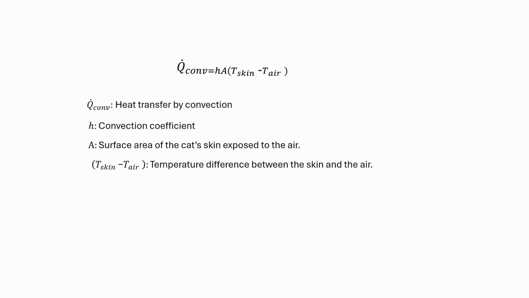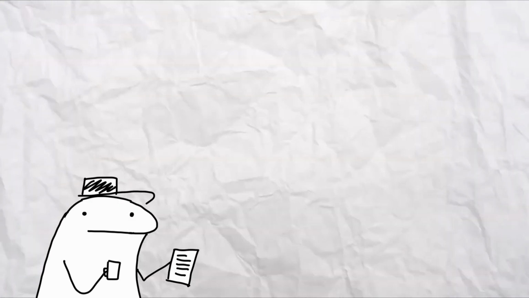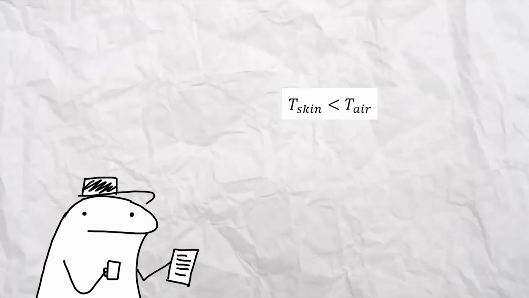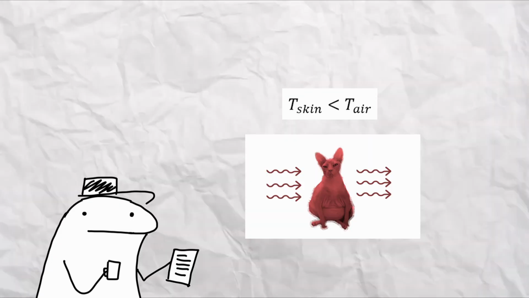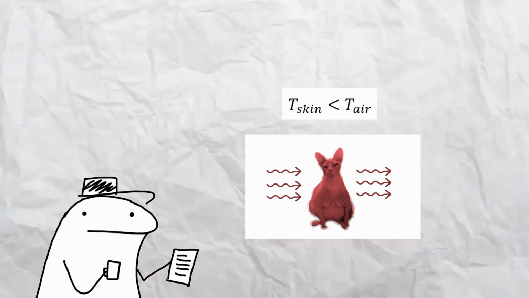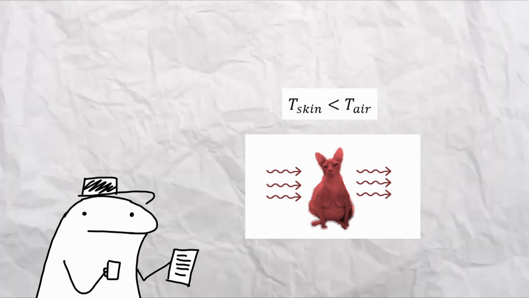Usually, as wind speed increases, more heat is carried away, so the cat feels cooler. However, notice the temperature difference in the equation. If the surrounding air becomes hotter than the cat's skin, then the heat no longer leaves the cat. Instead, the hot moving air transfers heat into the cat's body. So in that case, wind does not cool the cat, it makes the cat feel hotter.